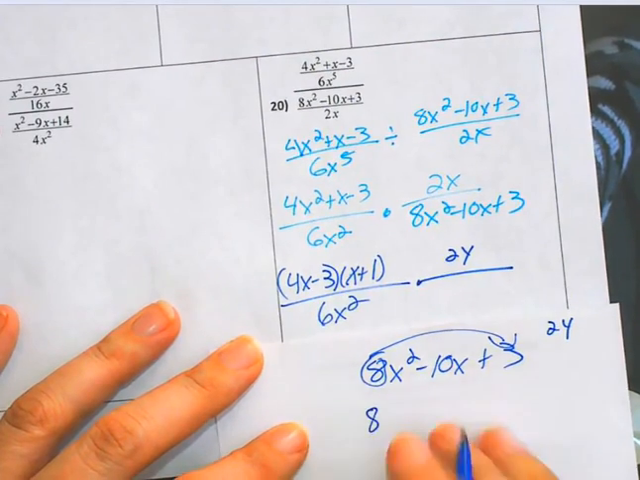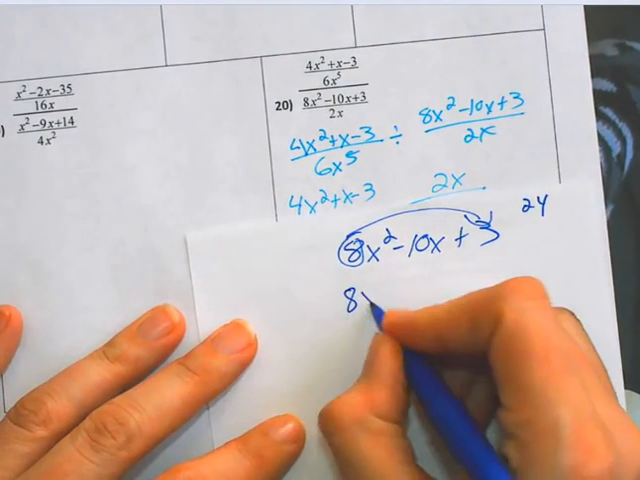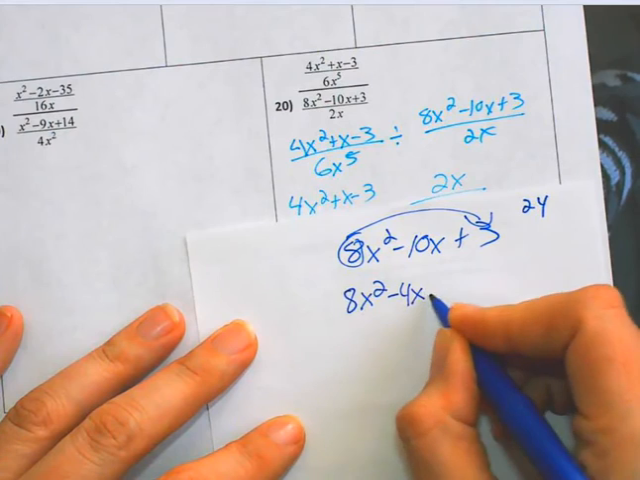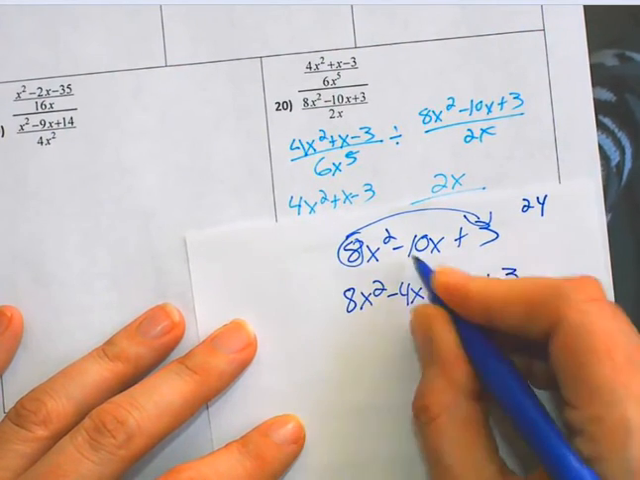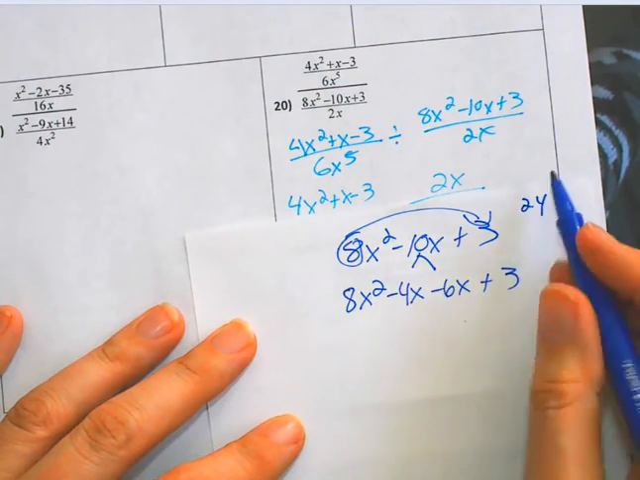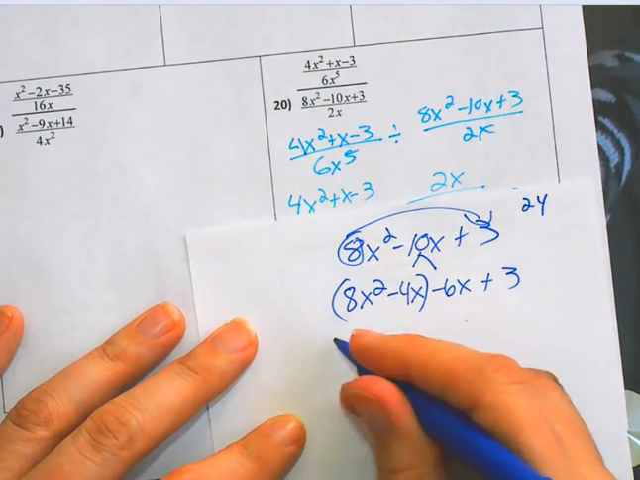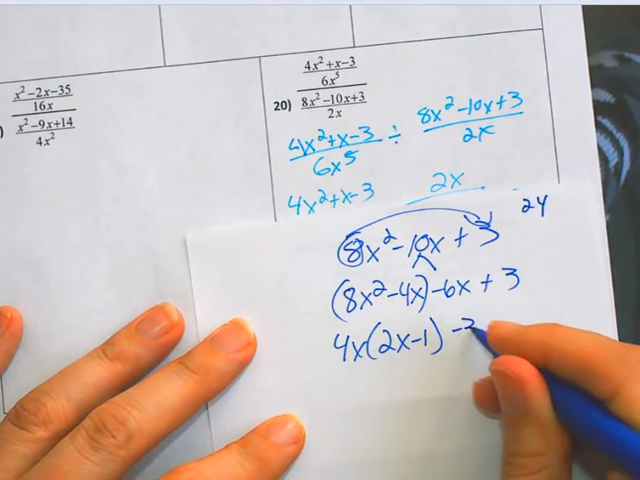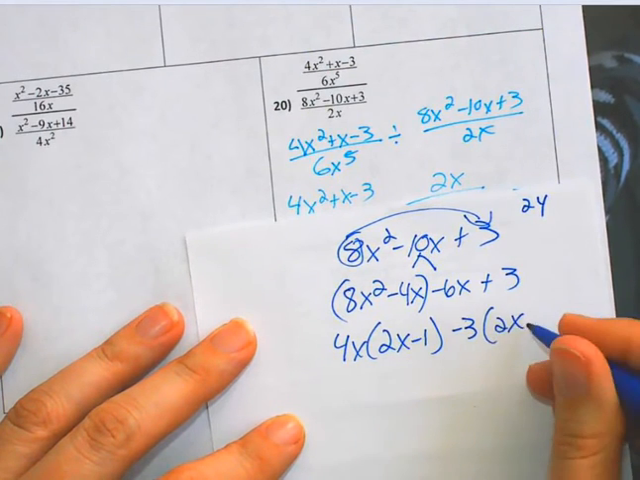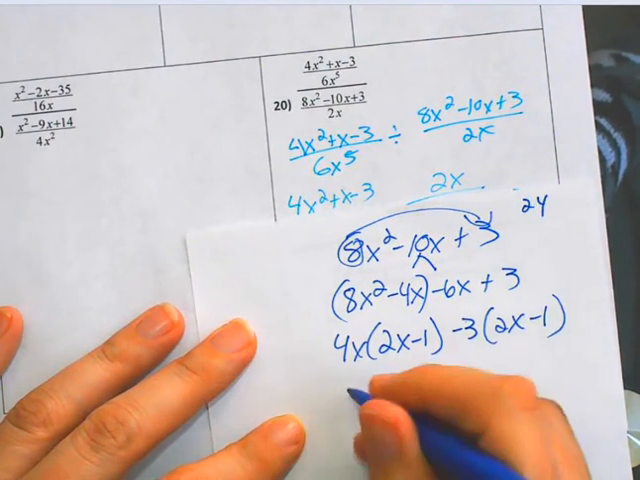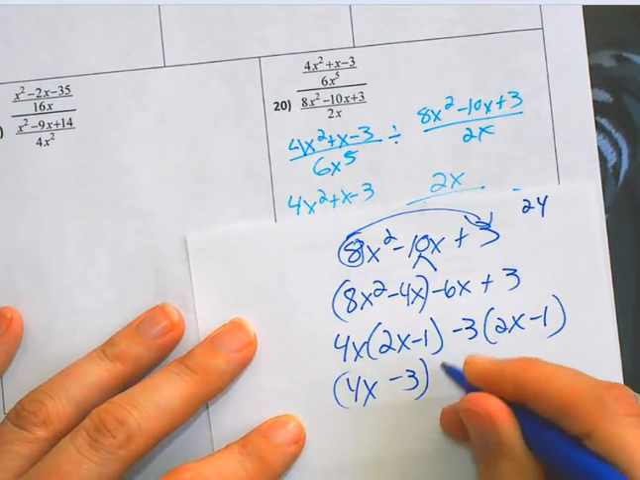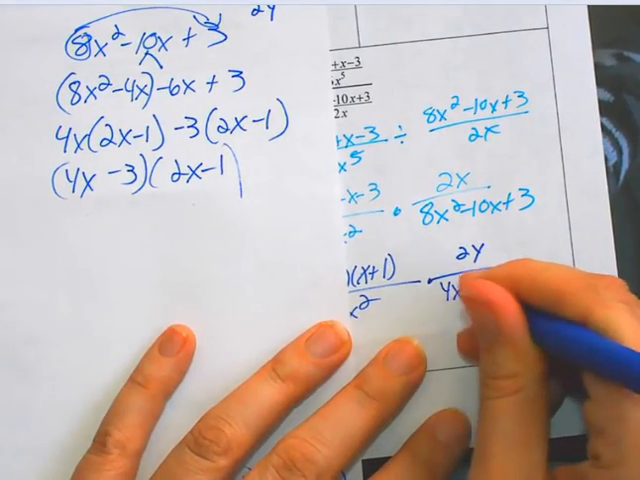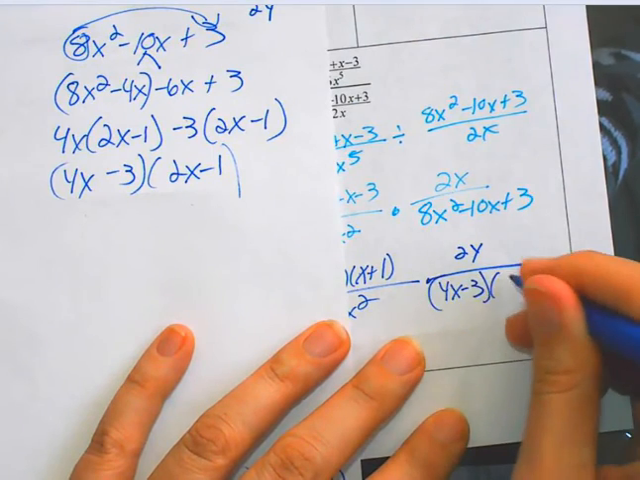So 8x squared minus 4x minus 6x plus 3. Again, we're just splitting the middle term into these two terms. So I'm going to take out a 4x. That's going to give me 2x minus 1. Here I can take out a negative 3. That's going to give me 2x minus 1. So 4x minus 3 and 2x minus 1 are my factors.